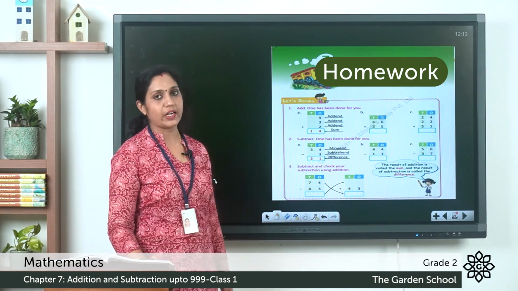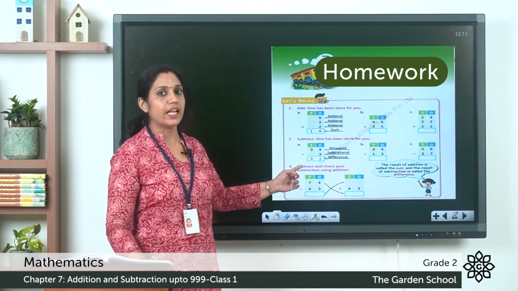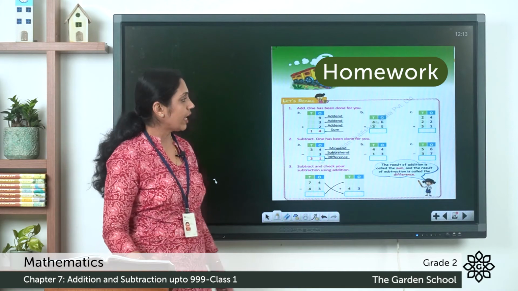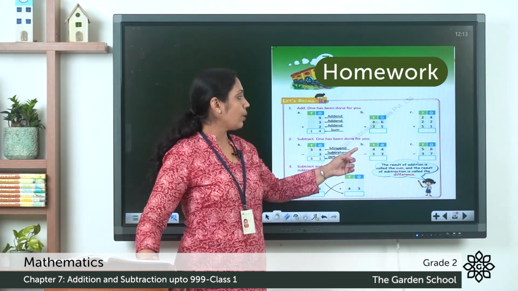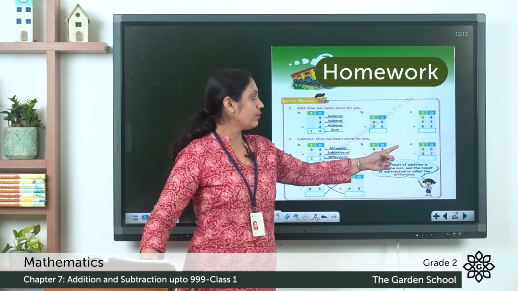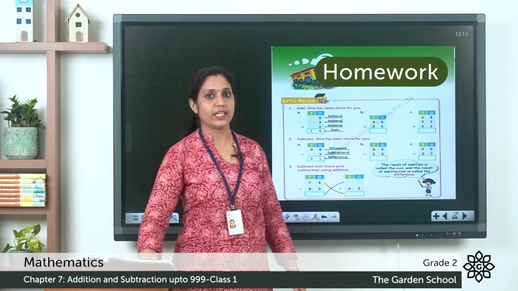Next we have subtract. 1 has been done for you. 34 minus 3. The answer is 31. Similarly, we have questions B and C. Question B, 44 minus 13, and C we have 56 minus 37. So this also you can do in your text.